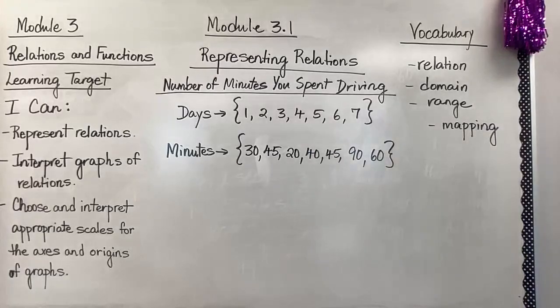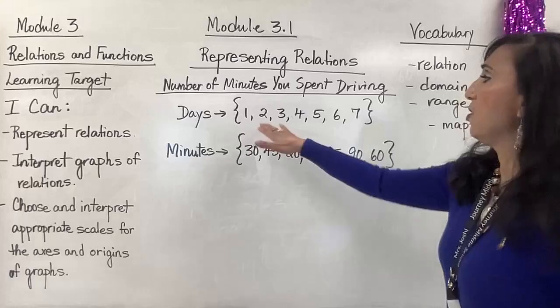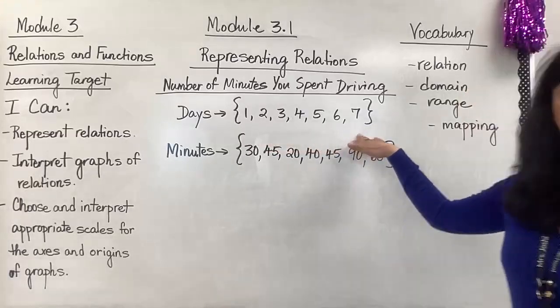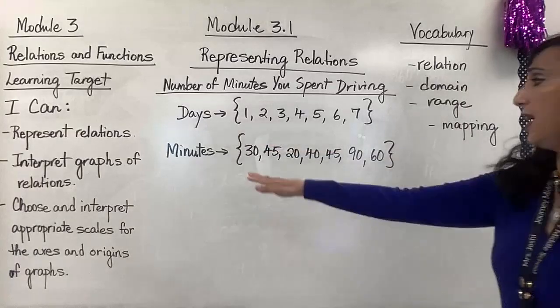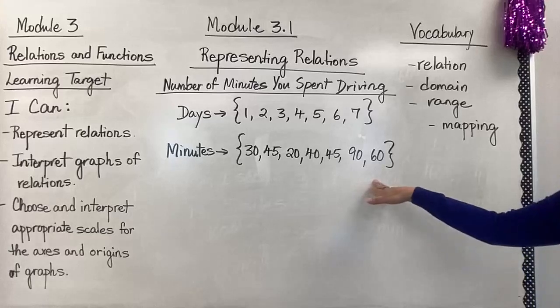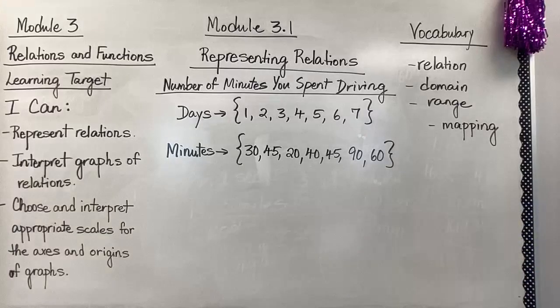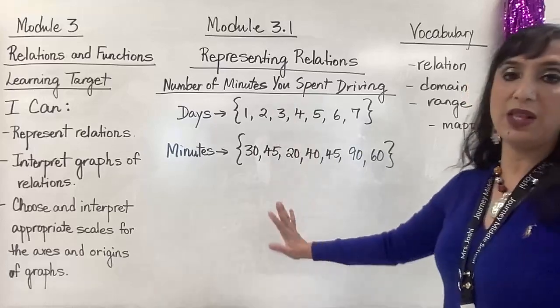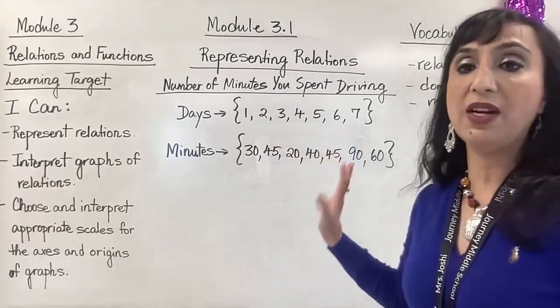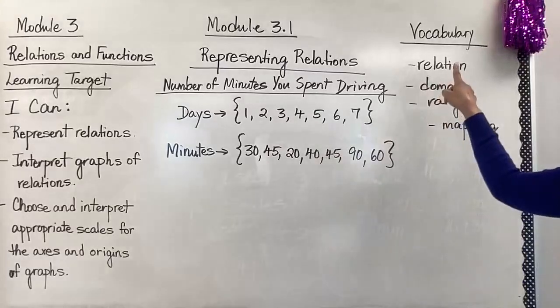You may use the set 1, 2, 3, 4, 5, 6, 7. This is representing the days. And this other set is representing the minutes that you spent driving. So the relationship between the sets pairs each day with the time driven that day. This pairing of the numbers, pairing day 1 with the minutes, day 2 with how many minutes, is called a relation.